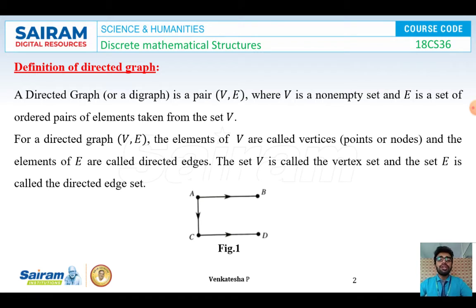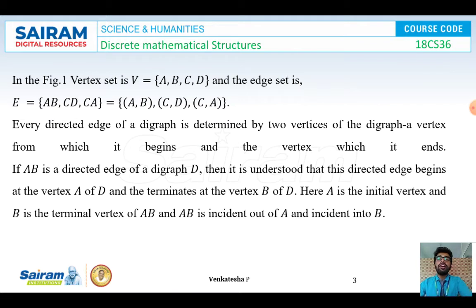Similarly, we can observe that there is an edge between vertices here: between A and B we have one edge, between A and C one more edge, and between C and D one more edge. Grouping all these edges in a parenthesis is called an edge set, and it is denoted by the notation capital E. That is, the vertex set V is equal to {A, B, C, D}, and the edge set E is equal to {AB, CD, CA}. It can also be represented in terms of ordered pairs, that is (A,B), (C,D), (C,A).